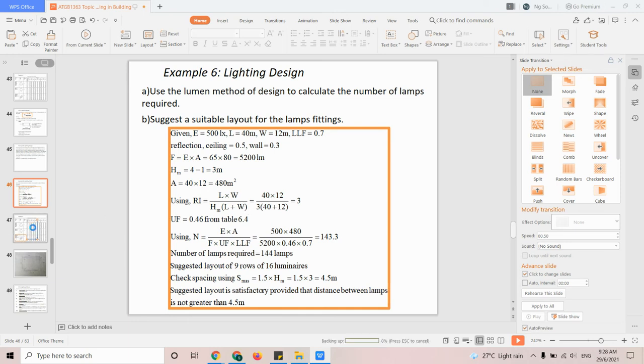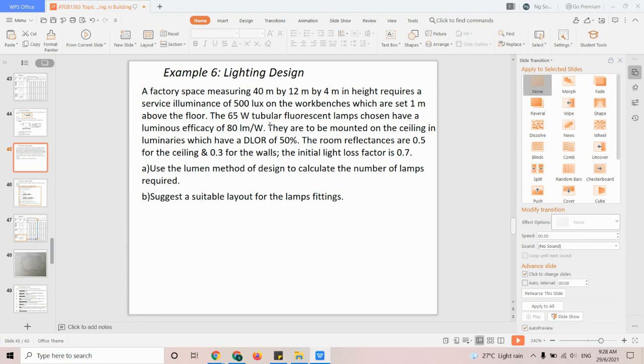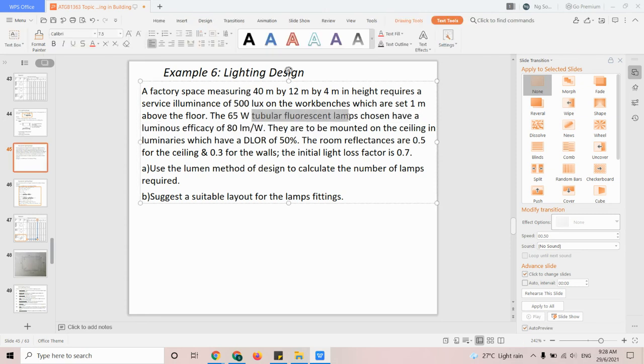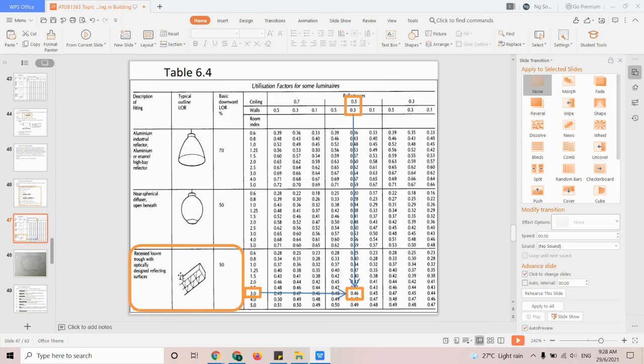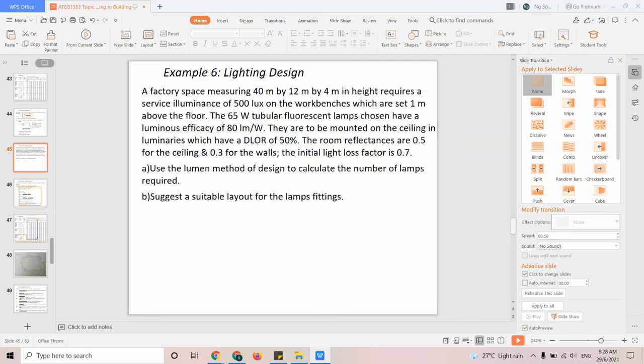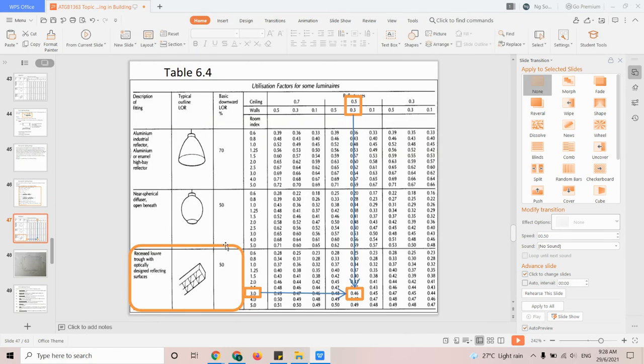So to solve this question, you have to make use of your table 6.4. In your question, it's mentioned that this is a tubular fluorescent lamp, and so your selection of your lighting fitting will be this. You're also given that the DLOR is 50%, which is this, the basic downlight at 50%. And then your room index RI is 3.